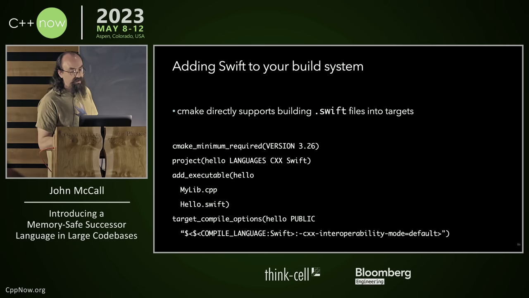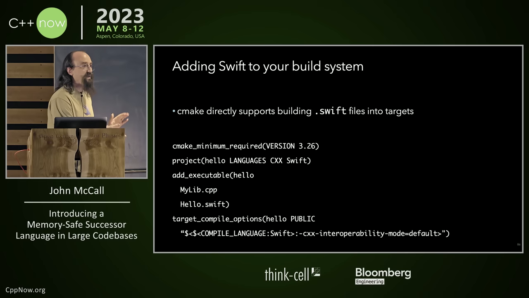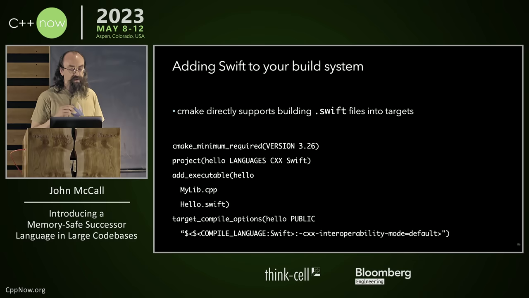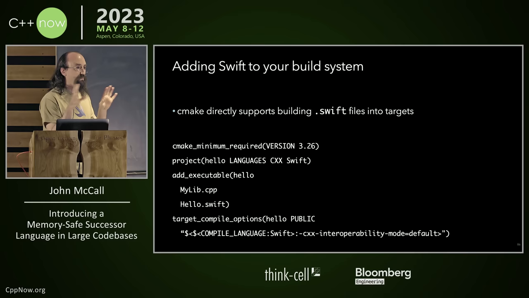First things first, though, Swift has to fit into your build system. Of course, you can always do this by adding custom build rules, but Swift is actually directly supported by CMake now. So you can just add CMake files to your build system, and it works, and it will get linked in.